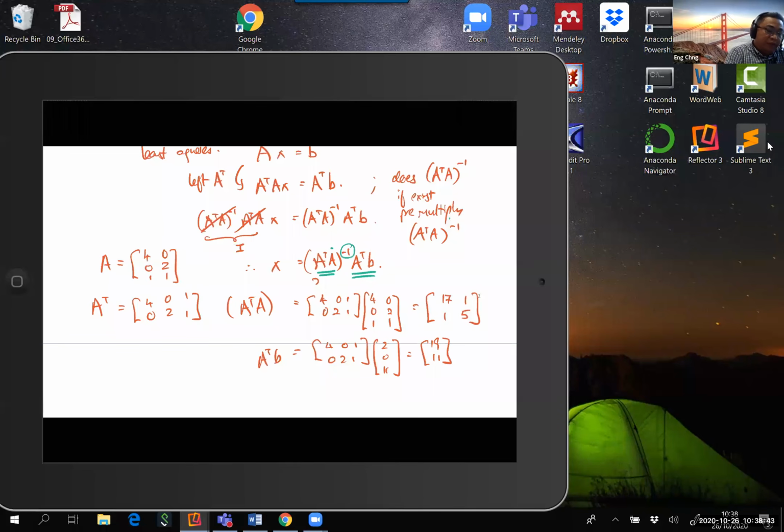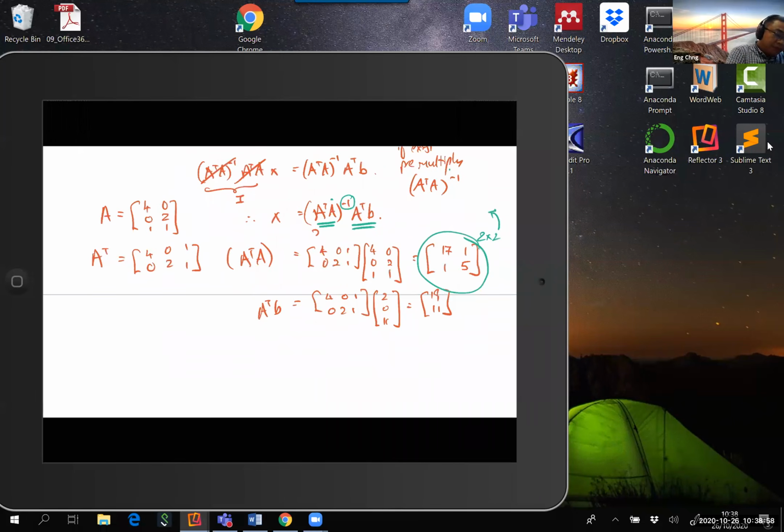This is easy because this is a 2 by 2. To get the inverse, 2 by 2 is not difficult, so we'll leave it to you. Now we have the answer. So you work it out, and you have X equals to X1, X2. And now the answer is 1, 2. Okay, so we are done.